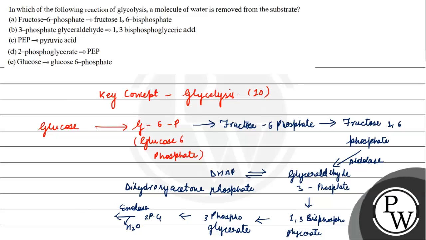And after 2-phosphoglycerate, in the presence of enolase, it changes to PEP, which is phosphoenolpyruvate. Now this phosphoenolpyruvate gets converted to pyruvate, which is the end product of glycolysis. So we see that the step at which water is removed is at this step.